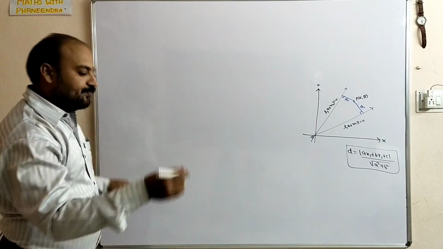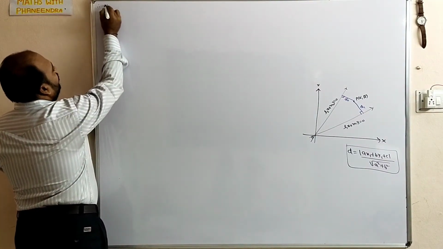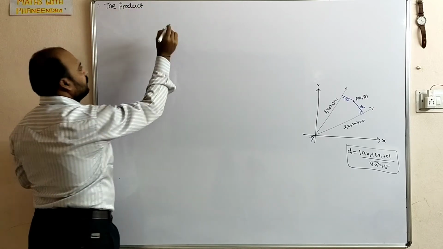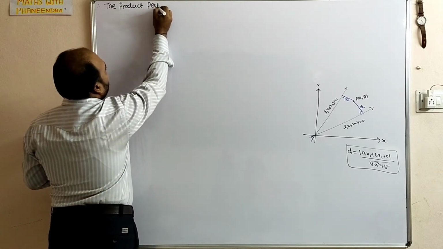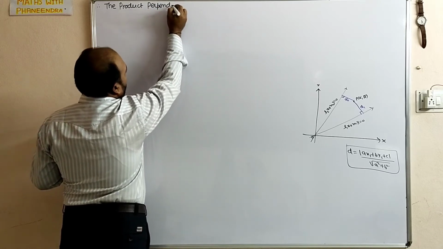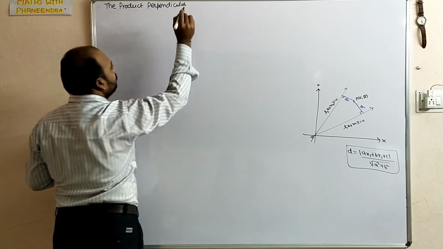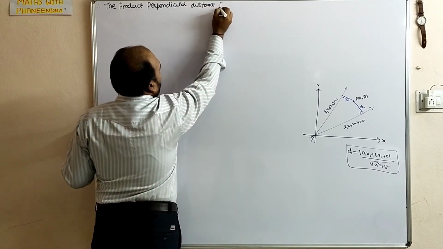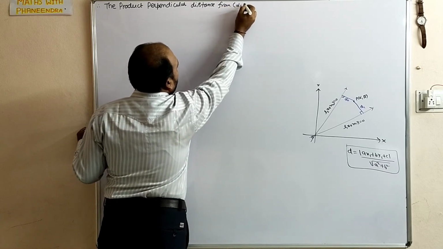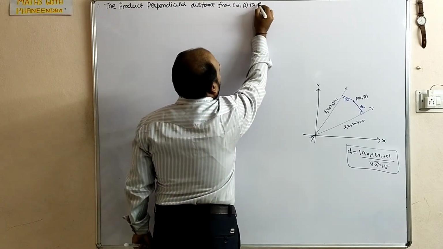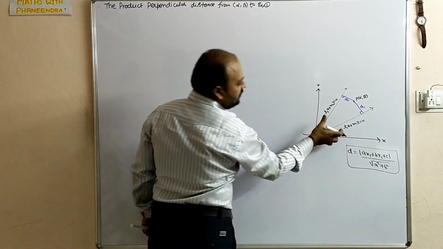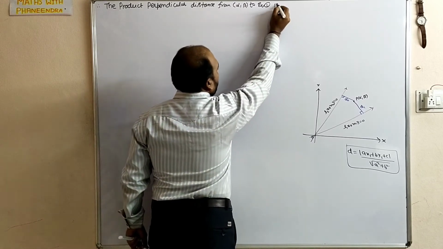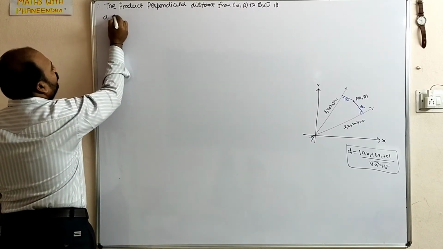The next step. Therefore, the product of perpendicular distances from (alpha, beta) to equation 1. Equation 1 means the pair of lines, the combination of these two: ax square plus 2hxy plus by square, is D1 into D2.